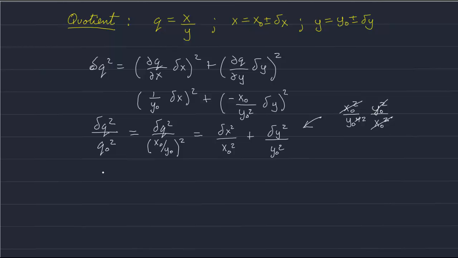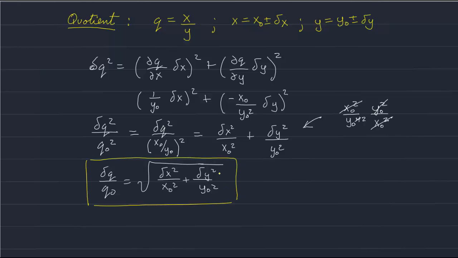And so the fractional uncertainty of Q is equal to the square root of delta x squared over x naught squared plus delta y squared over y naught squared. And you might notice that suspiciously, this is the same result for the uncertainty for a product. So the fractional uncertainty of a quotient is the same thing as the fractional uncertainty of a product.